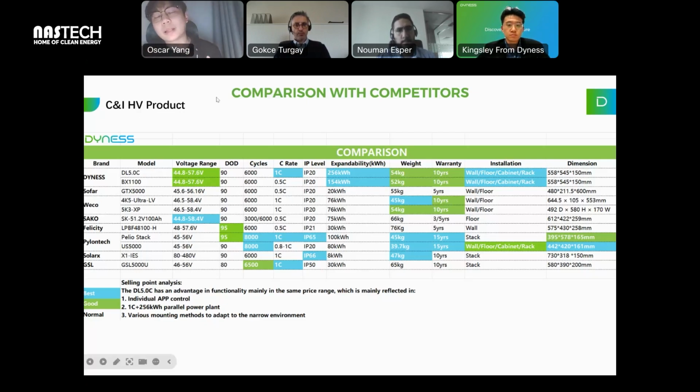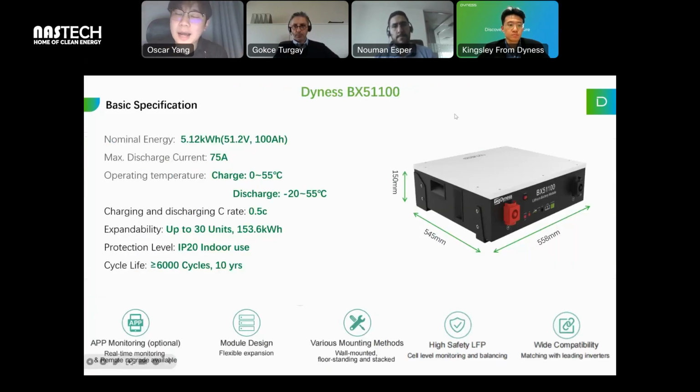So comprehensively, Dyness has better performance than many of the other brands in the market. This is our highlight product today, the BX51100. These are the basic specifications, for example 5.12 kilowatt hour and 0.5C for charge and discharge. And here is the expandability that I mentioned. It can support up to 30 units and 153 kilowatt hour.